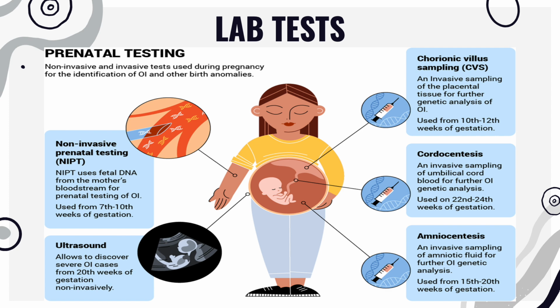The next is chorionic villus sampling. This is an invasive sampling of the placental tissue for further genetic analysis of OI. This is used from 10 to 12 weeks of gestation. Next is cordocentesis. It is an invasive sampling of umbilical cord blood for further OI genetic analysis. This is used from the 22nd to 24th weeks of gestation. The last one is amniocentesis. This is an invasive sampling of amniotic fluid for further OI genetic analysis, used from 15 to 20 weeks of gestation.